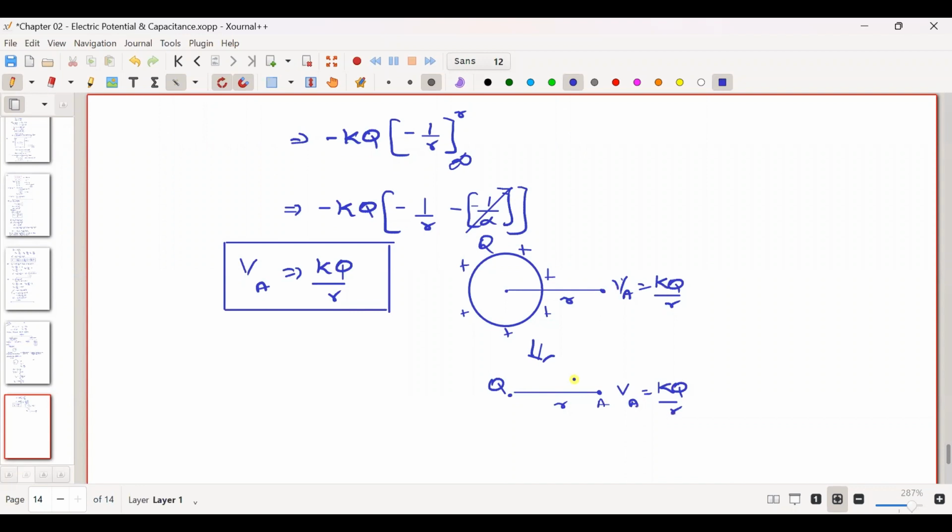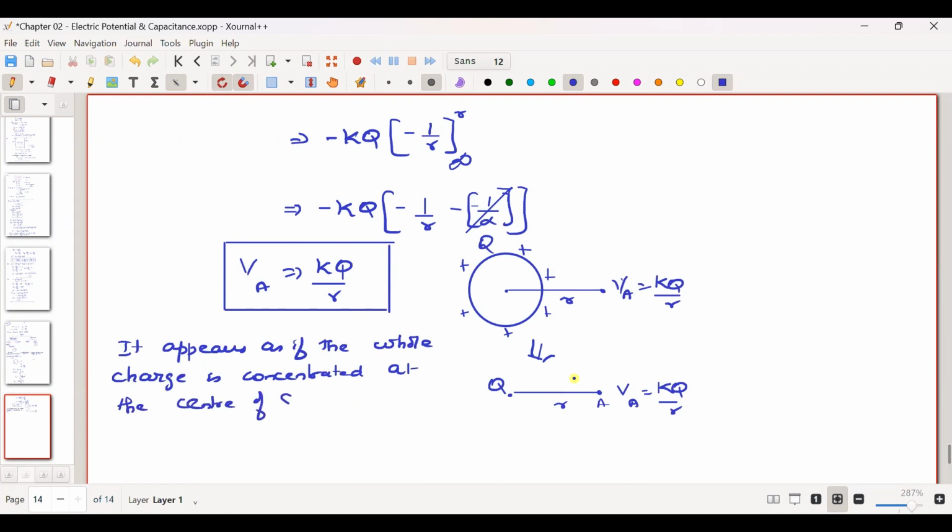So it appears as if the whole charge is concentrated at the center of the sphere. So the electric field is KQ by R squared for both. The charge is acting as if it is concentrated in the center of the sphere.